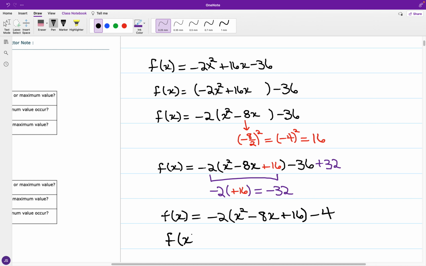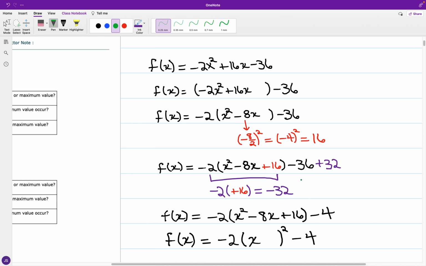So I have f of x equal to negative 2 times x squared minus 8x plus 16. Again, a square trinomial. Now x squared is the square of x. And now how I got to this trinomial: from factoring, I had x squared minus 8x.